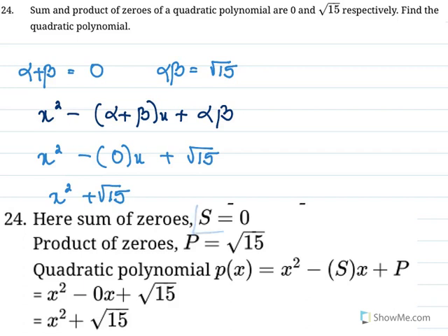So here again the sum is given as 0, then product is under root 15. So we have x square minus sum plus product.